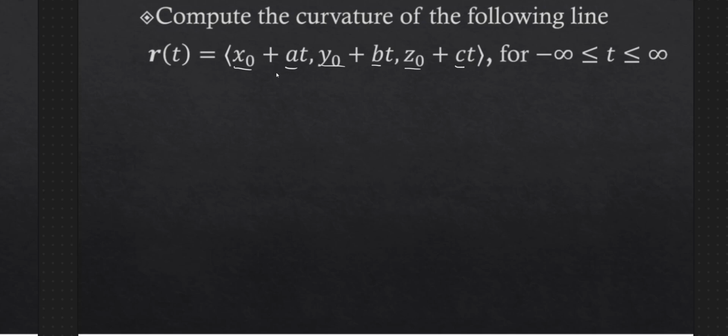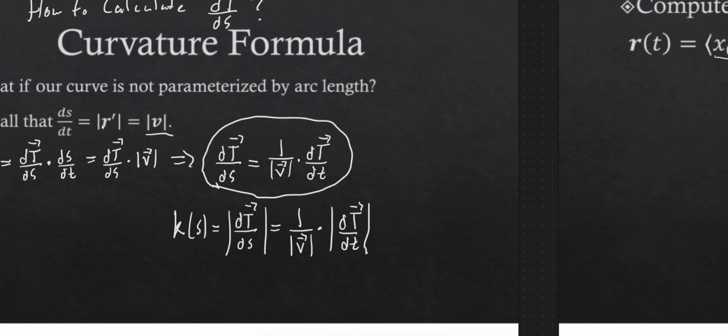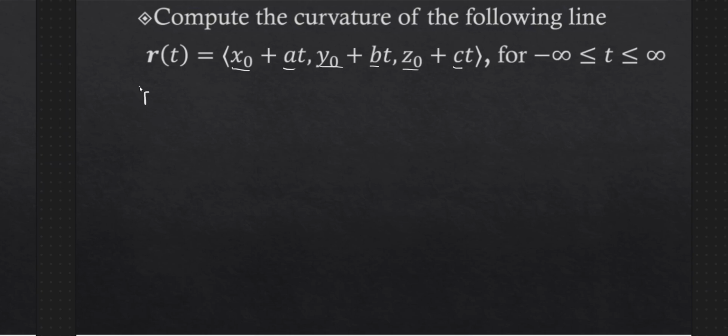The guess should be, and it's okay if it's wrong, 0. The unit tangent vector is always going to point in the direction of this direction vector a, b, c. It's never going to change direction. So our curvature should be 0. Let's work that out. What do I need for curvature? I need 1 over the magnitude of the derivative, so I'm going to need the derivative, and then I'm going to need to compute the unit tangent vector and take a derivative of that. Let's break this down. Let's find r prime first.